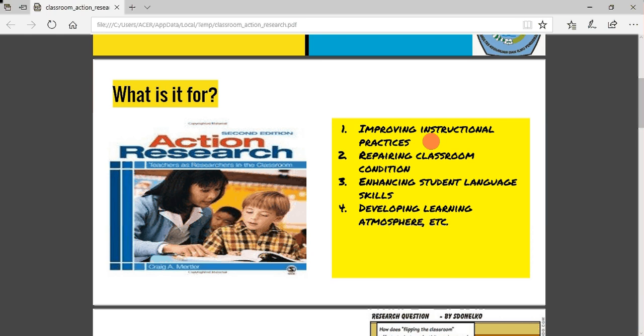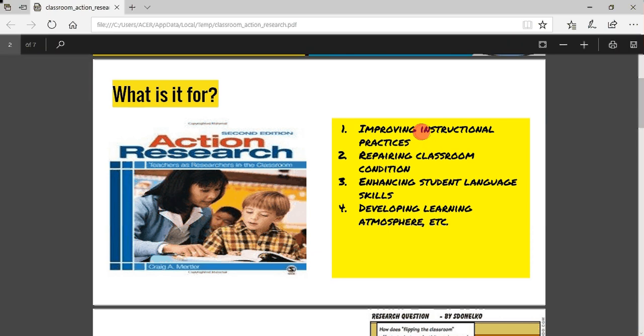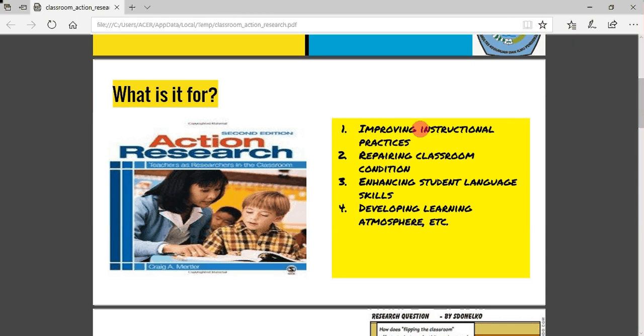For example, improving instructional practices in terms of using a new method, such as task-based learning, because not all teachers are familiar with task-based learning. Or maybe some of them still do not know exactly what is meant by task-based learning. Or in terms of the use of ICT, using technology for teaching.